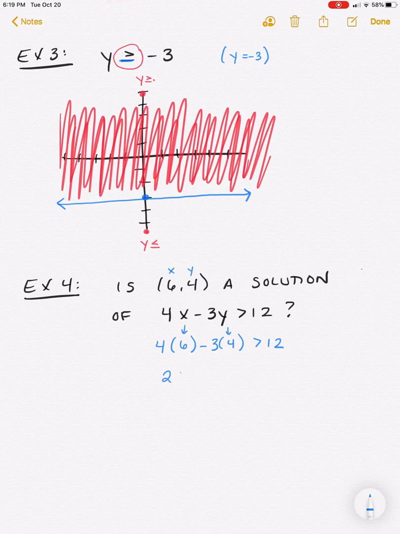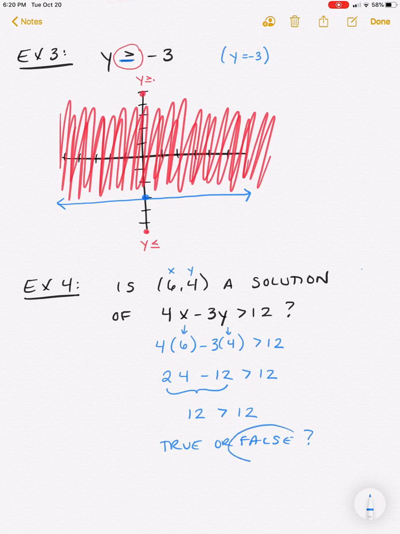So 24 minus 12 is greater than 12. Let's keep going. 24 minus 12 is 12. So now it comes down to whether or not this is true or false. Is 12 greater than 12? And the answer is no. It's equal to, so this is false. And since it's false, I would say that it is not a solution.